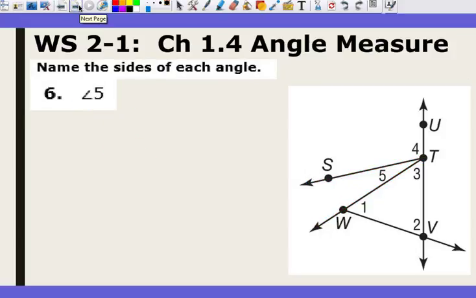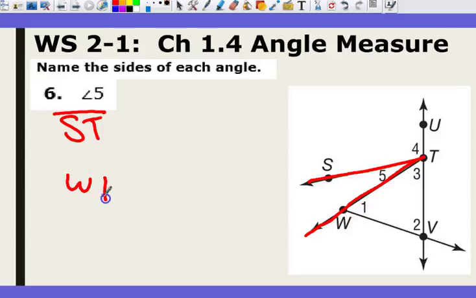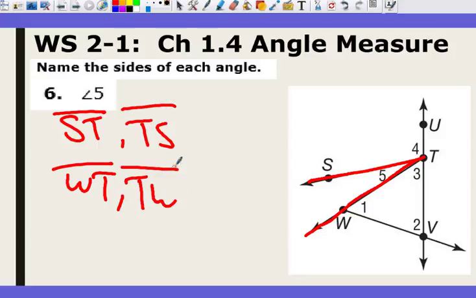Name the sides of each angle. Angle 5, it's this angle here. What two sides do we have? We have this side, and we have this side. So ST with the hat and WT. Another way you could have also said TS and TW. Okay? You have to have one of these two.